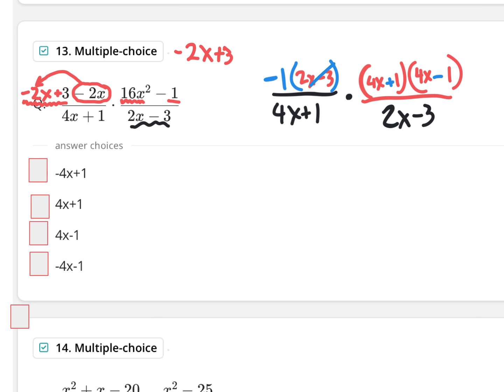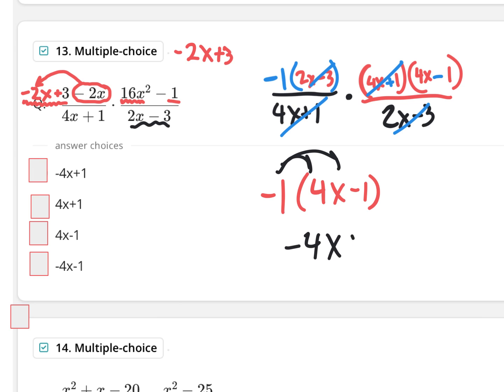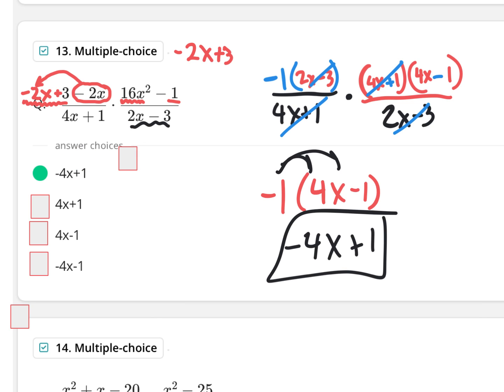Now let's cancel. The 2x minus 3's cancel. The 4x plus 1's cancel. So what's left over? Negative 1 times 4x minus 1. All we have to do is distribute. So distribute that negative 1. You'll get a negative 4x plus 1 as your final answer, which is this guy. All right, let's move on.